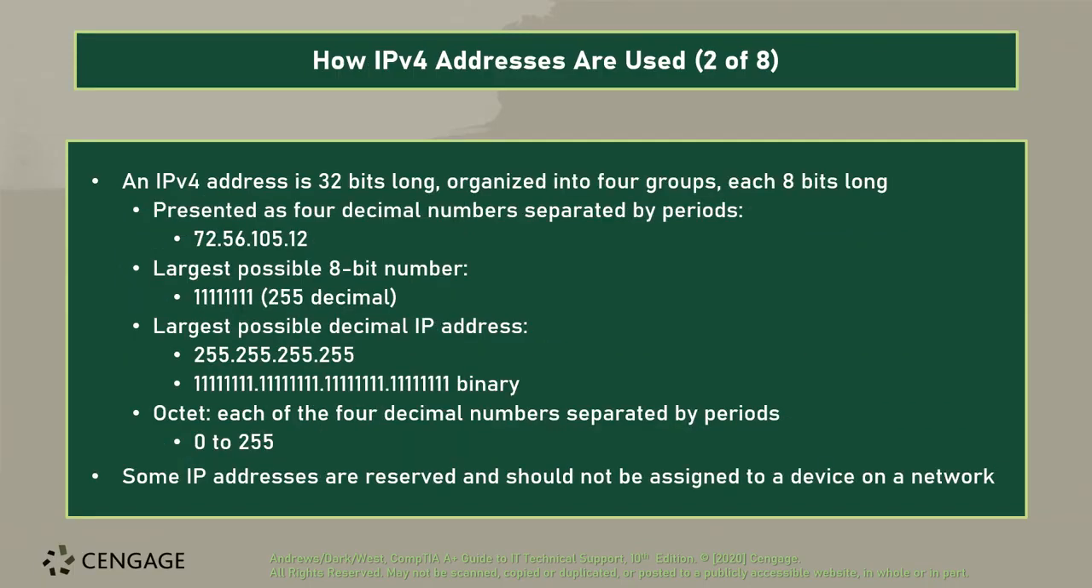So here we see an IPv4 address drawn out in several different categories. We have the dotted decimal version, 72.56.105.12. Dotted decimal meaning that we have 4 groups, 8 bits long, called octets, and each of them is representable from 0 to 255. So we represent this in binary as the largest possible 8-bit number, 11111111, which is essentially saying 2 to the 7th power plus 2 to the 6th plus 2 to the 5th plus 2 to the 4th, and so on, until we get 255.